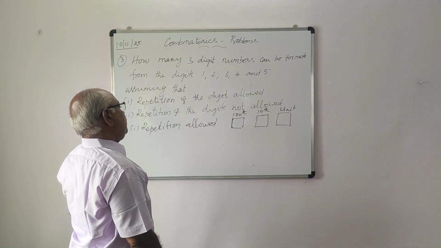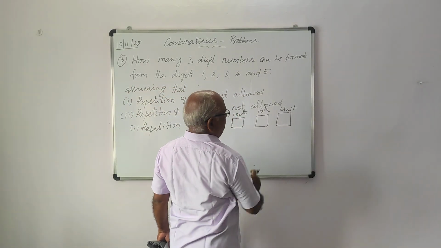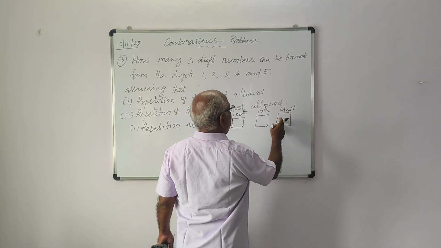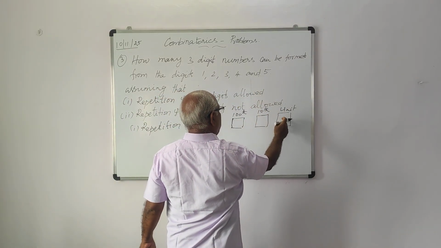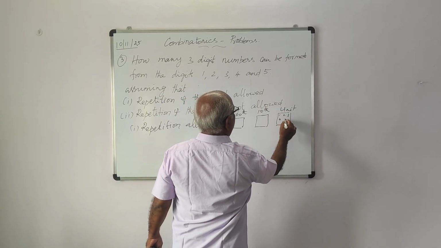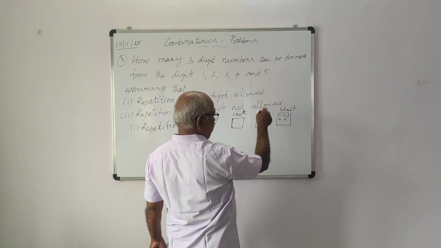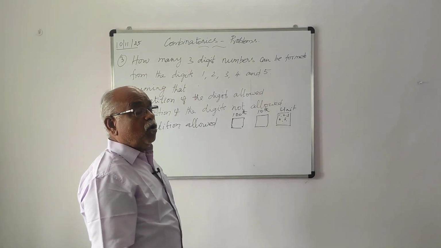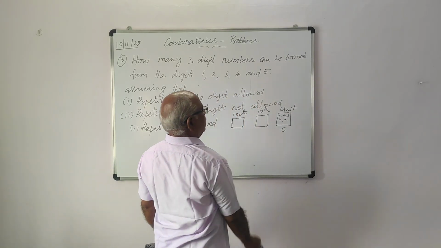Here, we have to use these 5 numbers to form a 3-digit number. The condition is that repetition of digits is allowed. So, in how many ways can the unit place be filled? All 5 numbers can be used: 1, 2, 3, 4, 5. Either 1 or 2 or 3, like that. So the unit place can be filled in 5 ways. Out of these 5 numbers, you can use any one number.